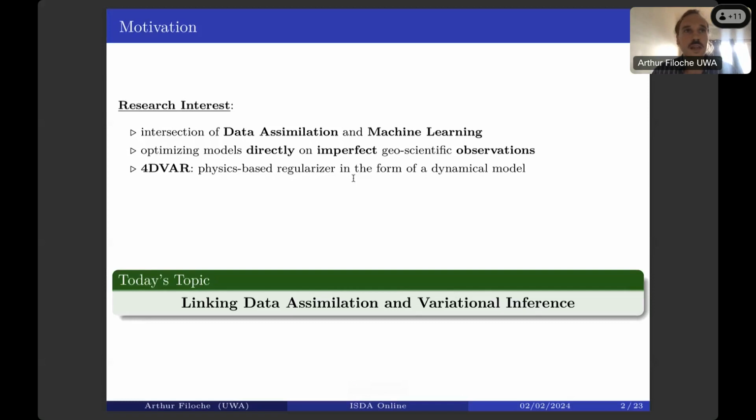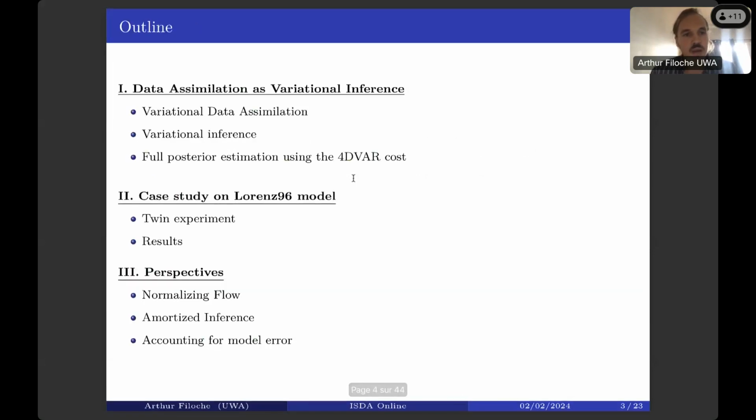And it has been largely inspired by the machine learning community, even though, strictly speaking, the method I'm presenting is not machine learning, as it can work on one assimilation window like for 4D-Var. I will start by giving the method, then a preliminary case study, and give some perspective.